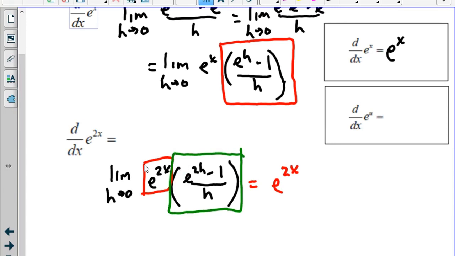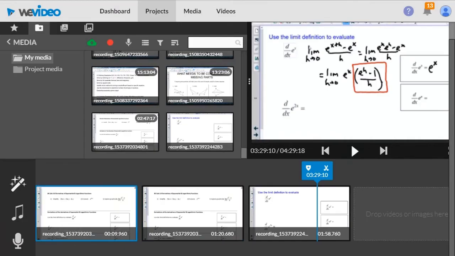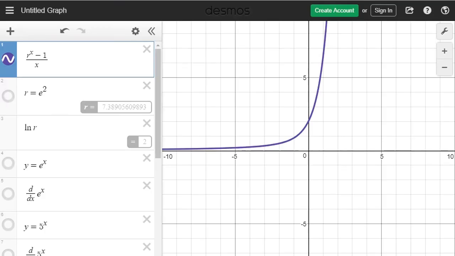And so we're going to take the limit as h approaches 0 of the same thing that we had up here, except there's a 2h instead of just an h. So let's analyze this. And if I replace that e with an e squared, and I appear to find out what the numbers are approaching, it appears the number is approaching 2 as we go towards 0.